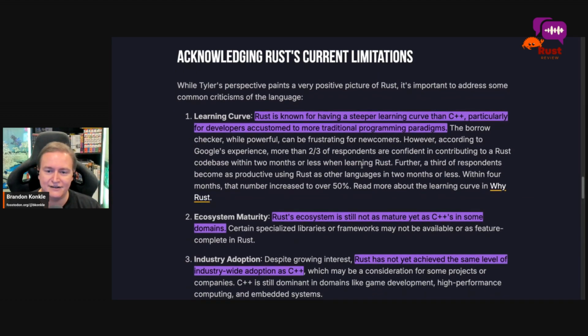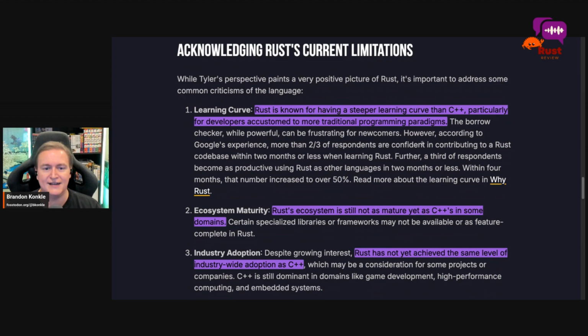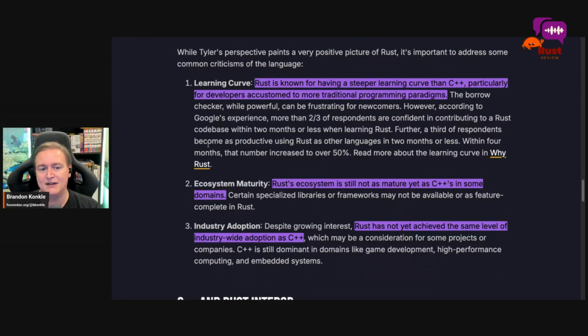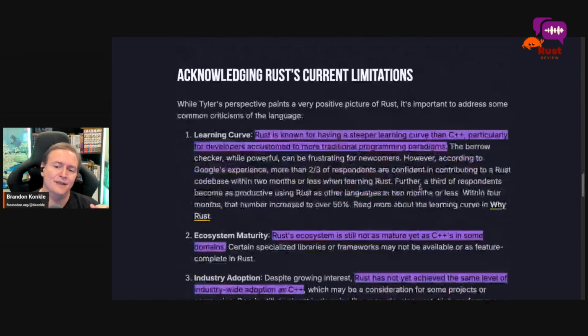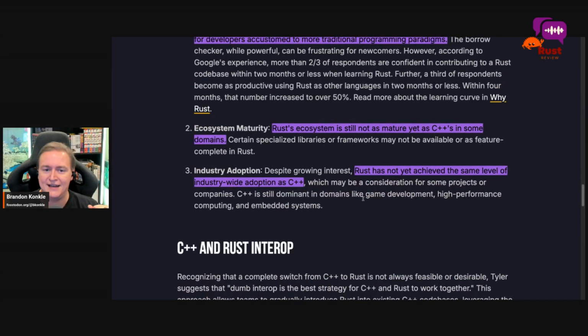Some anecdotes on here. Where was it? Oh, yes. So Google cites that two-thirds of respondents are confident in contributing to a Rust code base within two months or less. They also say that they become as productive using Rust as other languages in two months or less. I would say your mileage may vary on that. It's going to take you a while to really feel intuitive in Rust, but it does happen. Just know that the onboarding and the understanding curve is a little bit different than in other languages.